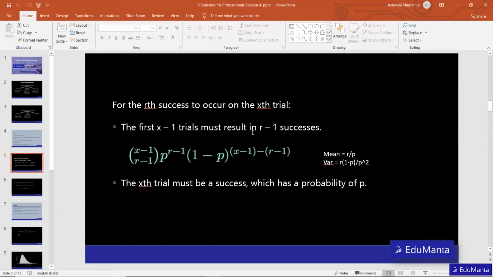Okay, so it is clear that up till the ninth trial, two successes have already occurred, right? If we are not able to get two heads by the ninth trial, getting the third head at the 10th trial is impossible, right? So it is very important that at the ninth trial we have to get two successes or two heads, and at the 10th what we are going to get is the third head. Okay, so we are asking for the probability.